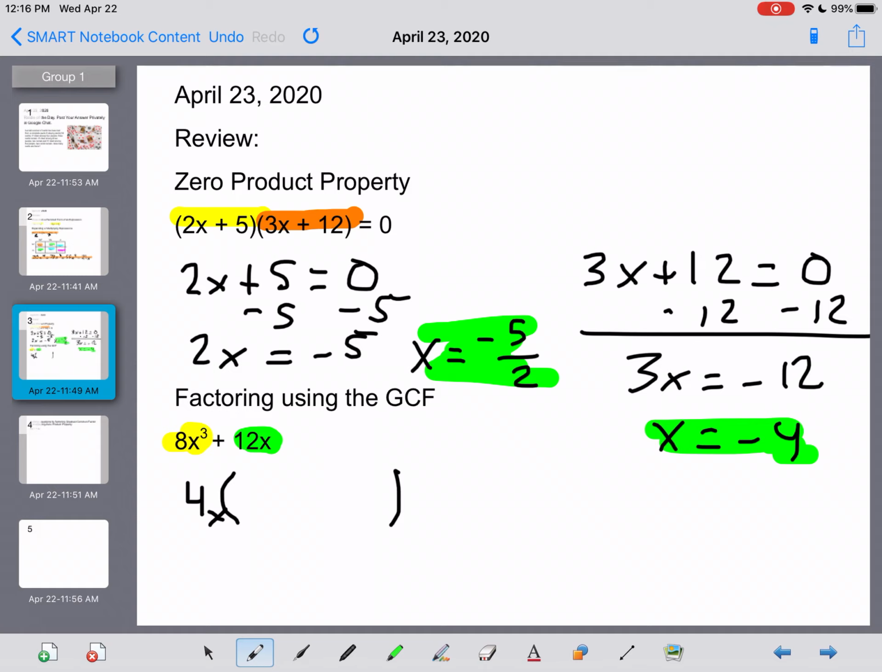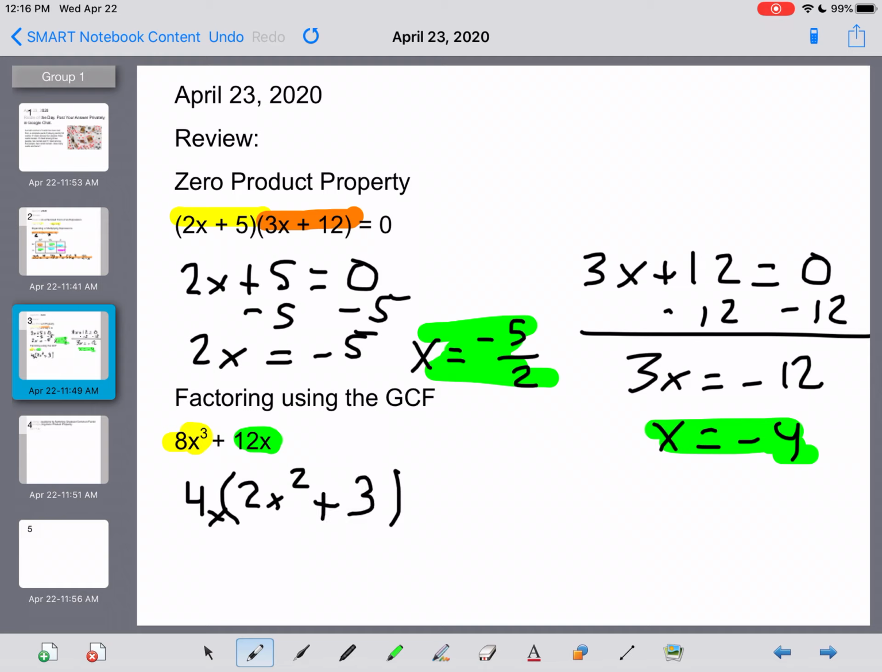All right, so now let's think about it. I factored out the 4x. The way to figure out what's left when you divide out the 4x is to think about it as if you were doing the distributive property. 4x times something gives me 8x to the third. Well, that's 2x to the second power. 4x times something gives me 12x. That's going to be plus 3.